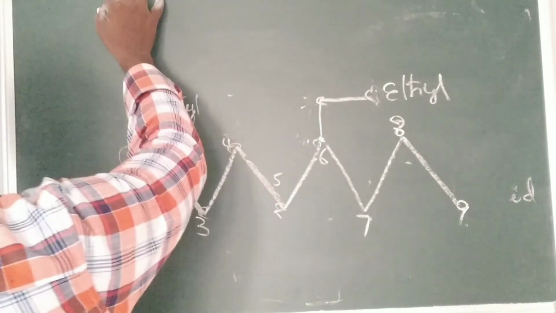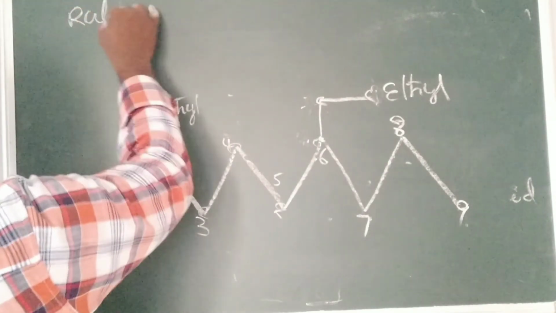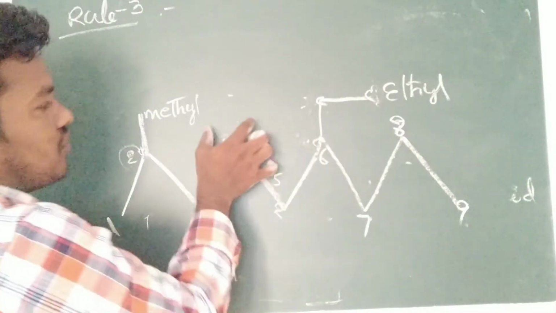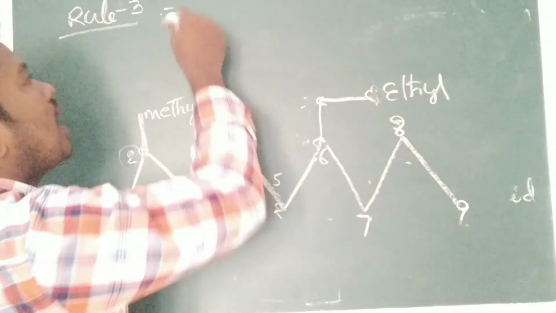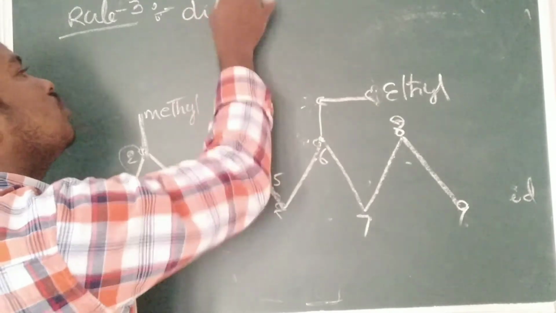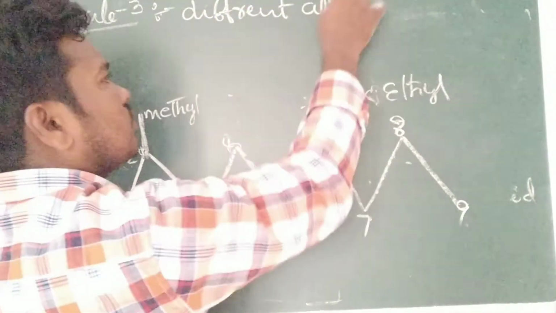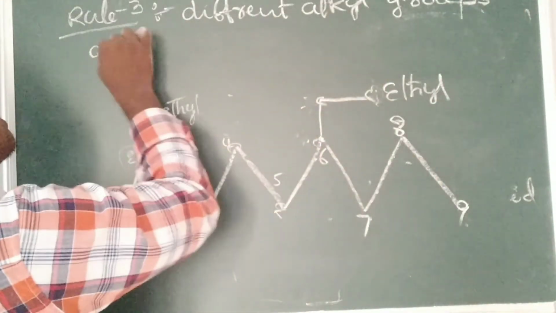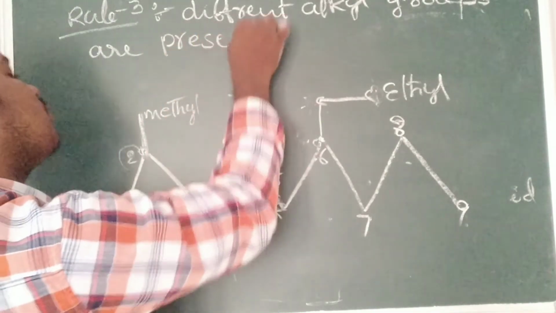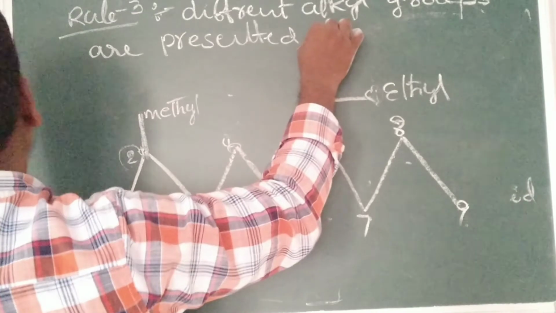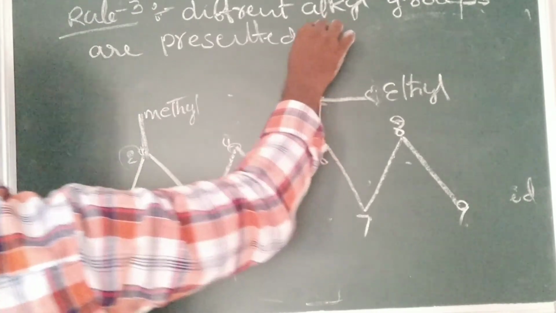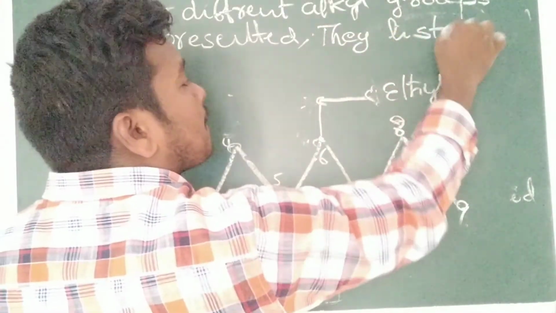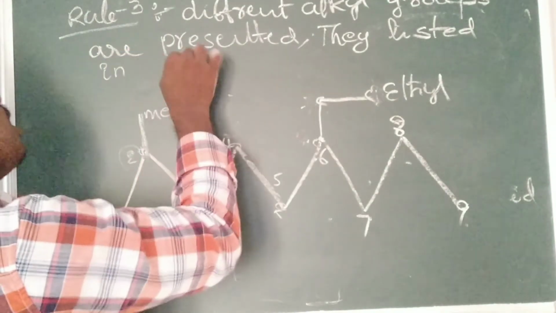So here you can see rule number 3. If two or more different alkyl groups are present, the names should be written in such a way that they are listed in alphabetical order. They are listed in alphabetical order.